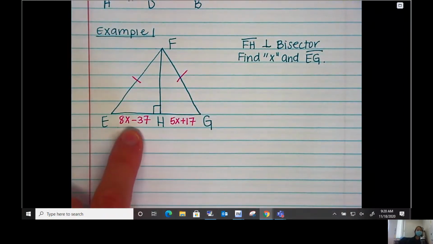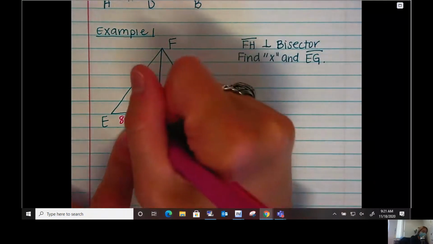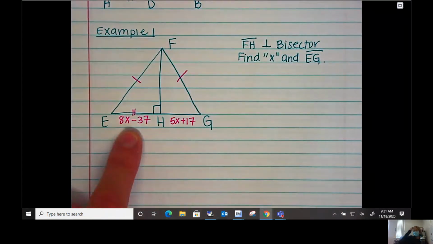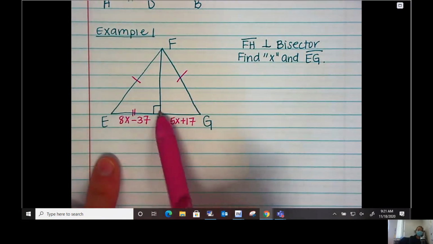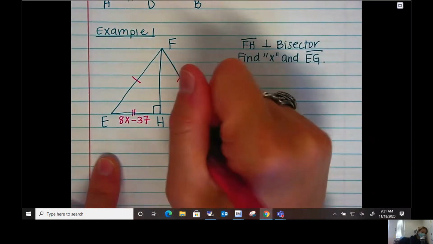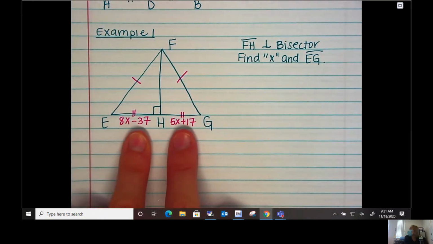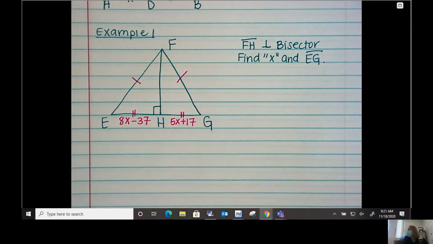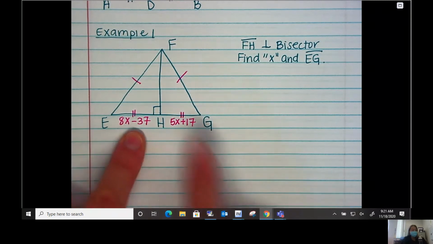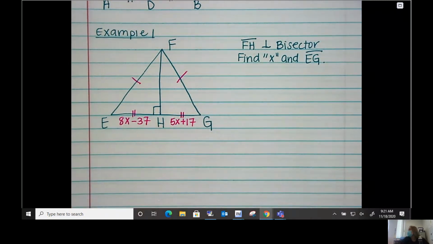Well, this piece here, EH, which one does it match up with? Flip it over to the other side. EH matches up with which side? HG, right next to it. So these 2 sides are congruent. They're exactly the same. So if they are the same, what am I going to do with these 2 equations? What do you do if 2 things are exactly the same? Set them equal to each other. Perfect. I'm just going to take this equation, set it equal to this one because they're exactly the same.